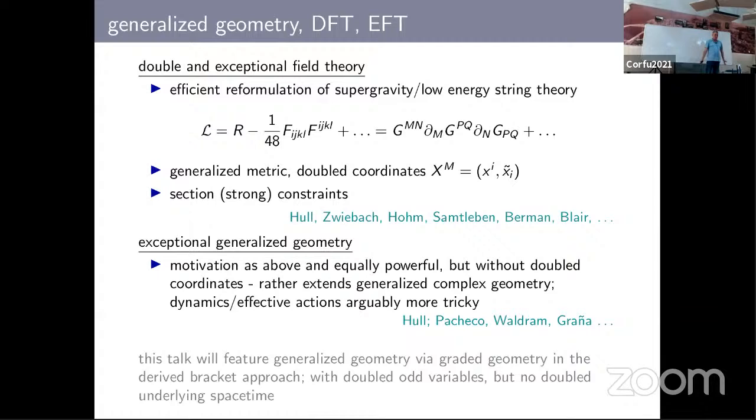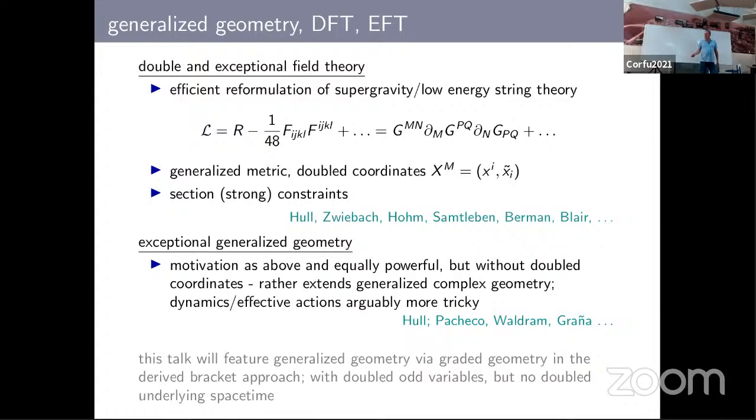I'm not going to do it that way, but rather along the lines of more traditional generalized geometry. So without doubling the space, it's just as powerful as the other one, but it's a bit more tricky to write down actions, or effective actions. But it has been done by many people here in the room. In these actions, it's a bit tricky to have tensorial quantities. It can be fixed, but there's some playing around. And in my approach, I want to show how it goes almost canonically.